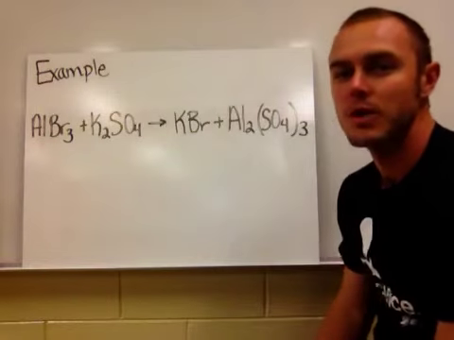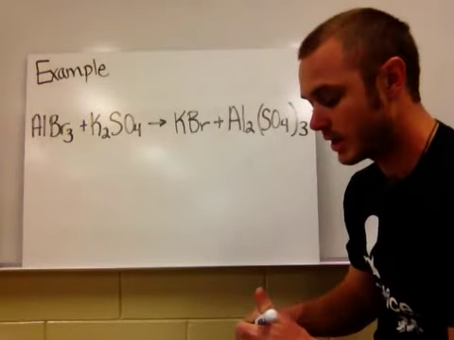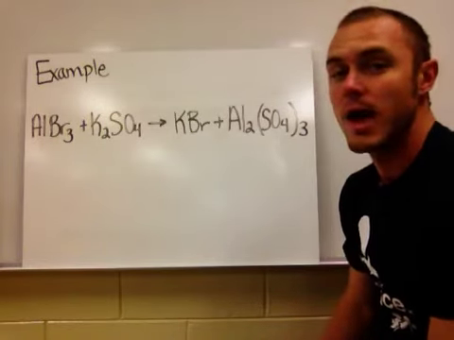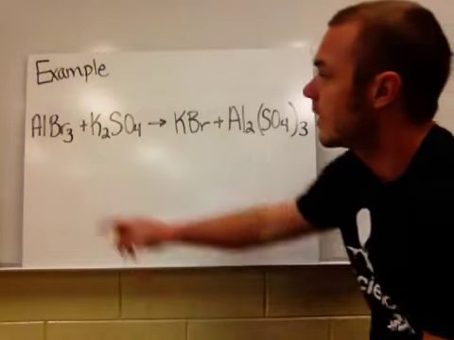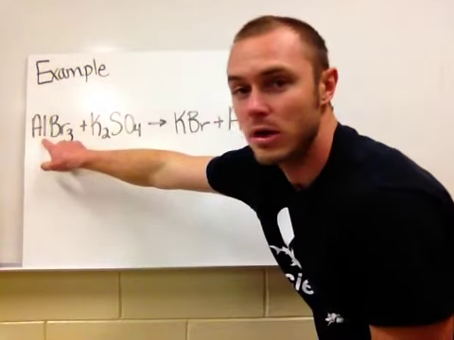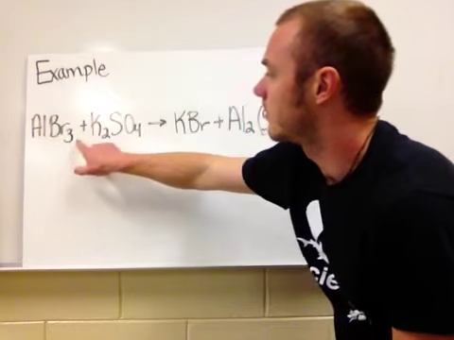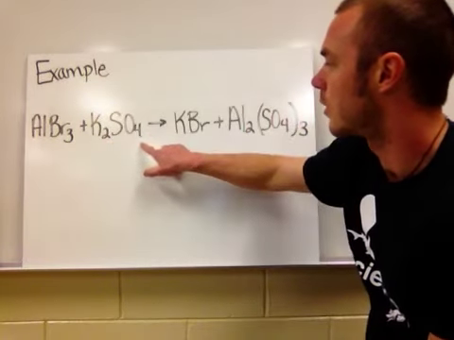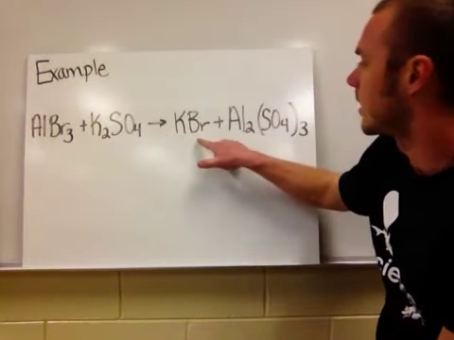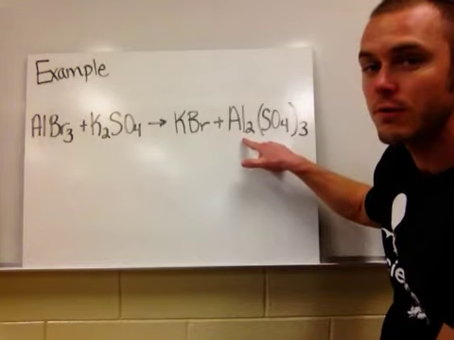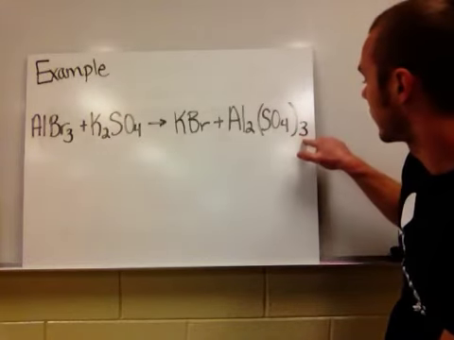All right, this next one here is pretty hard. So we're going to take a second, copy it down before you move on with the video. It is AlBr3 plus K2SO4 yields KBr plus Al2(SO4)3.